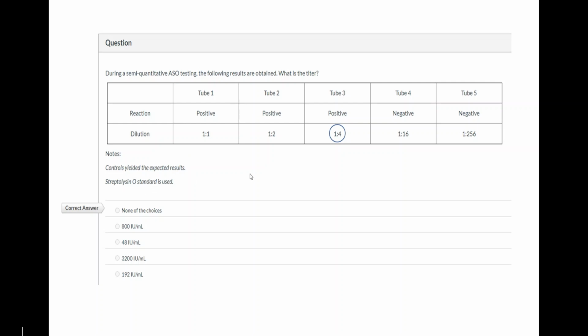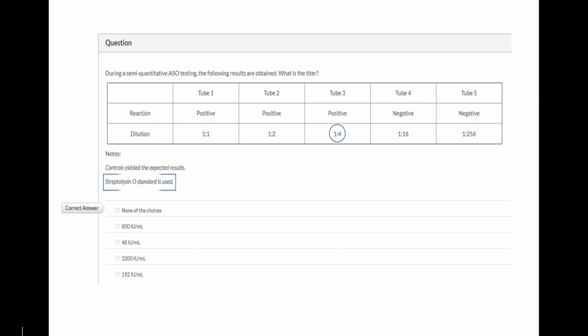Now, when we are to obtain the titer, we have to get the dilution of the last tube that yielded the positive reaction. In this case, it's tube 3, and the dilution of tube 3 is 1:4. And then we are to get the reciprocal of this, which is 4, and we are to multiply by the dilution factor or the sensitivity factor, which is 200 IU per ml or 200 TAD units for ASO. So 4 times 200, that will be 800.